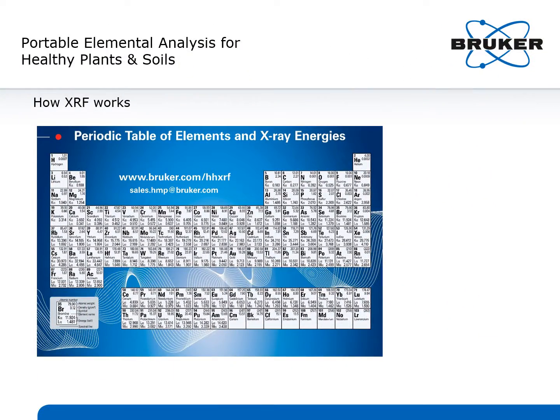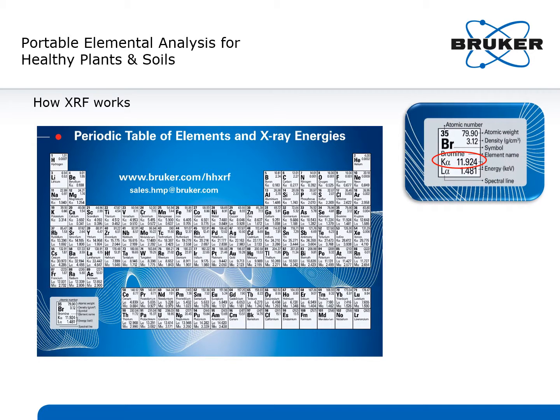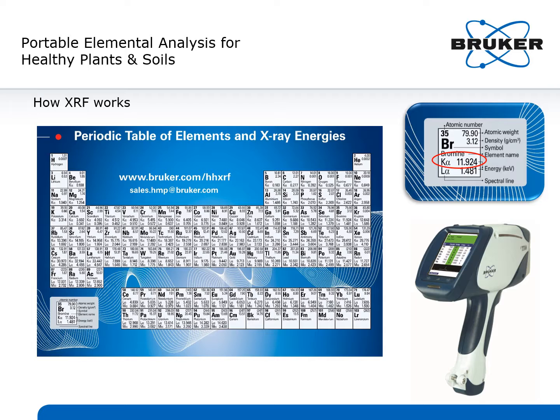Like colors, signature energies of the elements on the periodic table are well defined. For example, bromine has a primary signature energy at 11.9 keV. An XRF can detect photon energy signatures of magnesium at 1.2 keV, phosphorus at 2 keV, potassium at 3.3 keV, iron, nickel, zinc, arsenic, mercury, and lead at their signature energies.